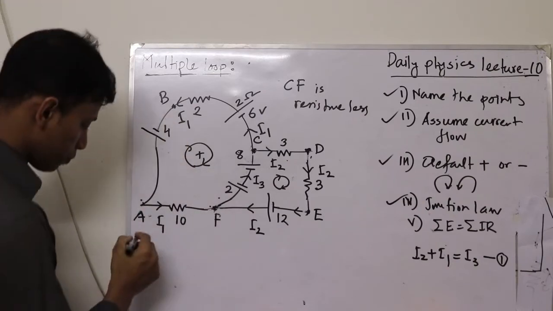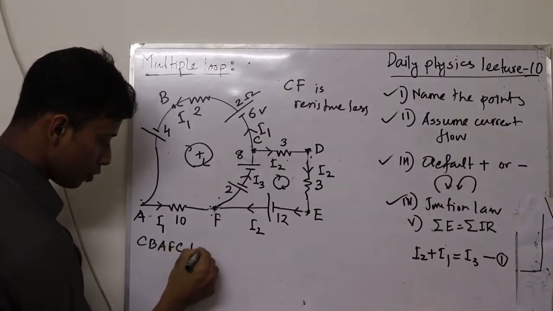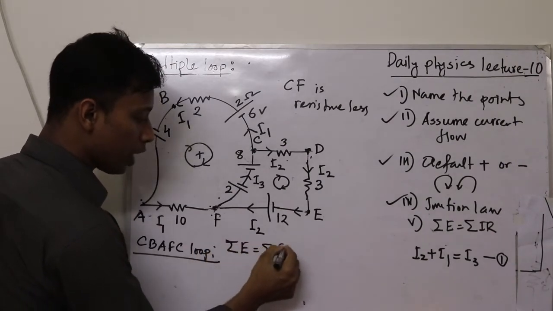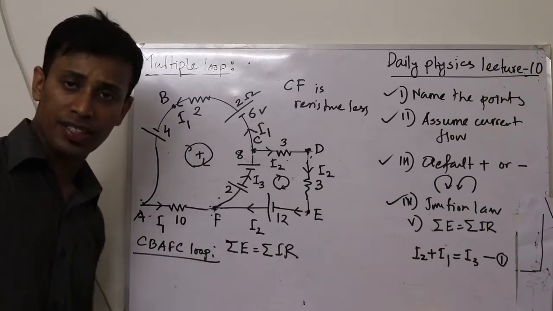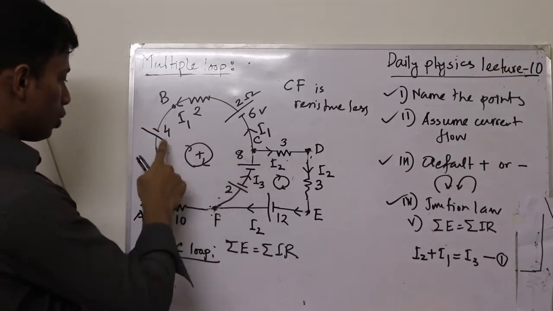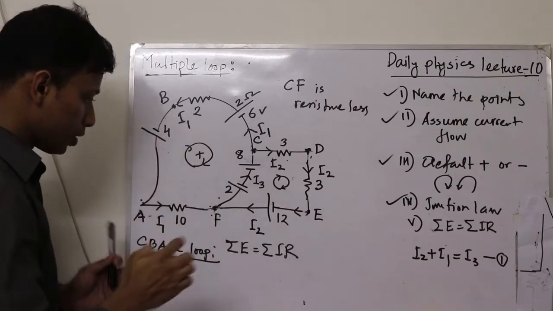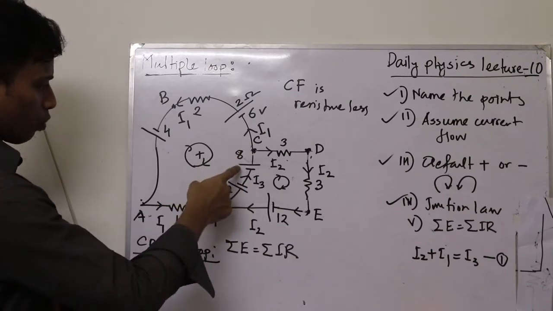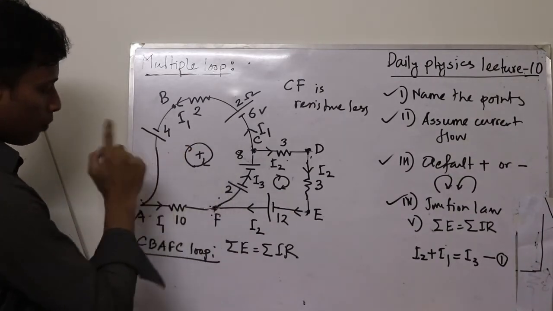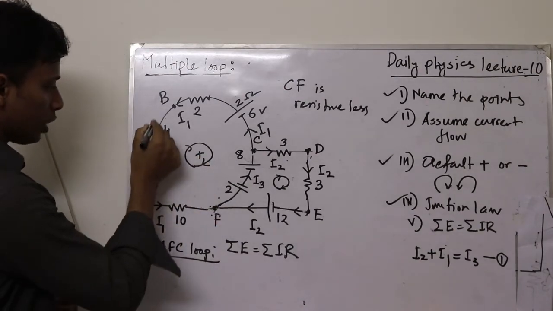So let's use the left loop, and that loop is CBAFC. Kirchhoff's second law, summation of E is equal to summation of IR, we know it very well. So let's use the left side, get E's. Forget about IR. In this loop we have 1, 2, 3, 4 cells, too many cells. These are 4, 6, 8 and 2 volts. Okay, let's start with the 4. There's the positive, there's the negative side.